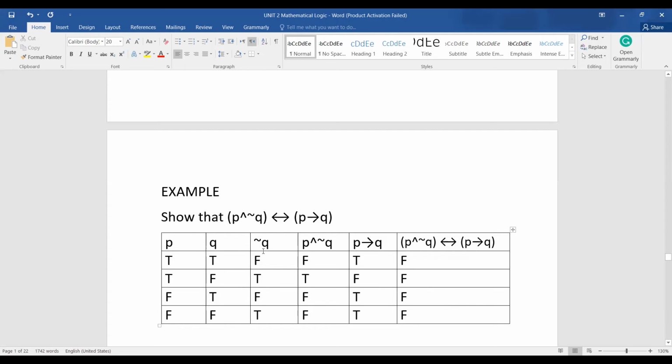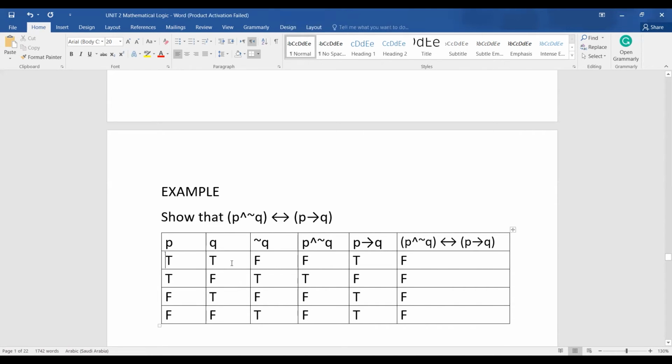Now we will write negation Q, that is the opposite of Q. So true would be false, false would be true, true would be false, and false would be true. That is the negation. Next, we do P and negation Q. So we see these values.